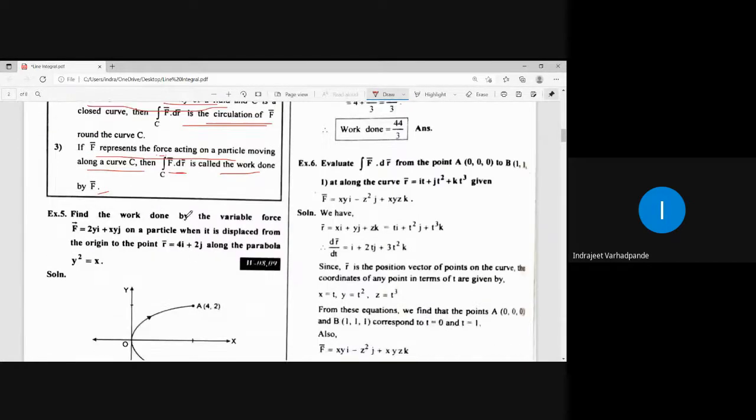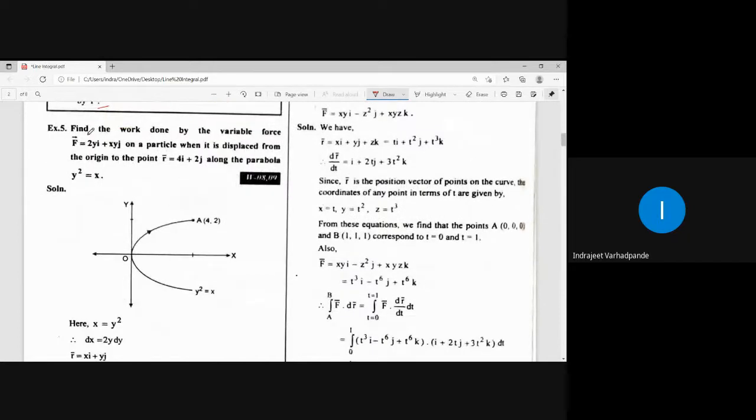So the very first example: find the work done by the variable force f bar is equal to 2yi plus xyj on a particle when it is displaced from the origin to the point r bar is equal to 4i plus 2j along the parabola y square is equal to x. We are all aware of the figure of the parabola y square is equal to 4ax. So y square is equal to 4ax can be compared with y square is equal to x, which is a parabola along the x-axis.